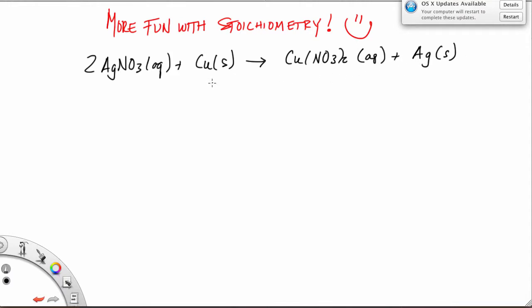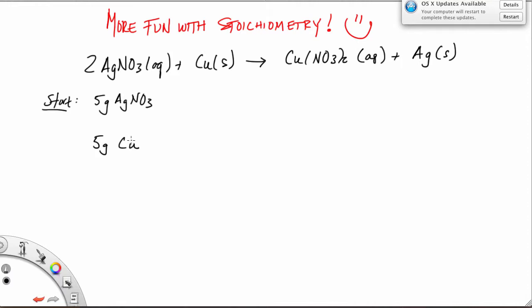We've done this in lab. Perhaps you remember growing some really pretty silver crystals and looking at them under magnification, and some of you took videos and photos of them as well. Let's say that we start out with 5 grams of each of our reactants. So we are going to have 5 grams of silver nitrate and we are going to have 5 grams of copper. What is our limiting reagent?